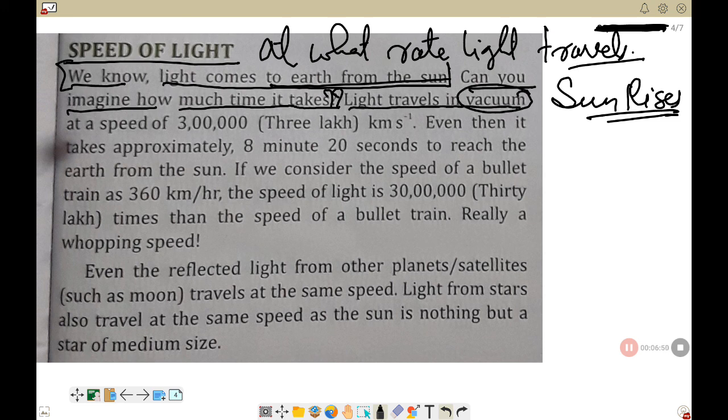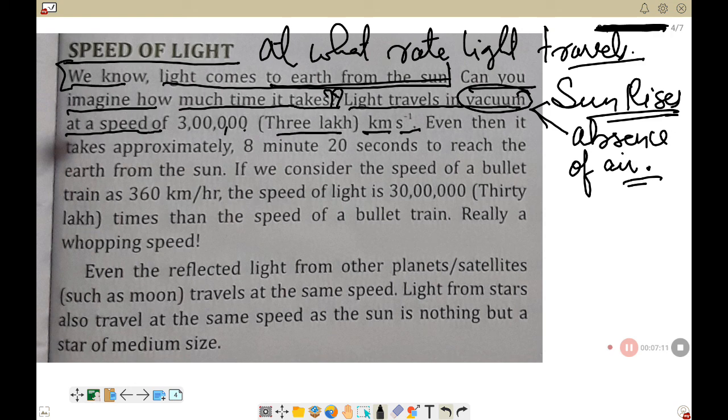Vacuum means absence of air. You can write the meaning here, circle it and write absence of air. This would be the very simple definition or meaning of vacuum for your standard, that is class 6. So light travels in vacuum at the speed of 3 lakh kilometer per second.